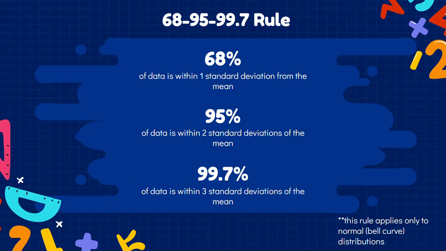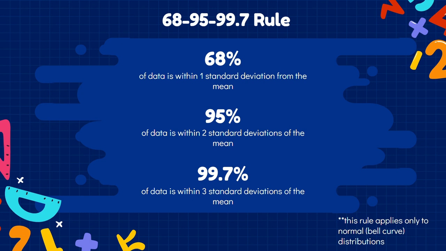And now the last thing, the 68, 95, 99.7% rule. So when you have a normal bell curve distribution, remember we talked about skewness, right? If your distribution is symmetrical, then you're dealing with a bell curve. It's called a bell curve because it looks like a bell. It's called a normal distribution. It goes up, comes down. It's symmetrical. So one standard deviation from the mean, you have 68% of your data, right?